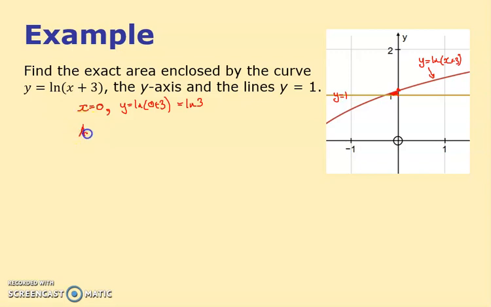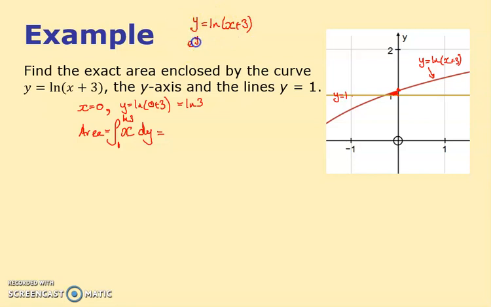So now I have my points. I can find my area by finding the integral of x dy between y equals 1, this line, and y equals log of 3. Of course, I don't want to know what y is, I want to know what x is. I've got to undo this thing. So let's do it up here. It's y equals the log of x plus 3. Move the log onto the other side.